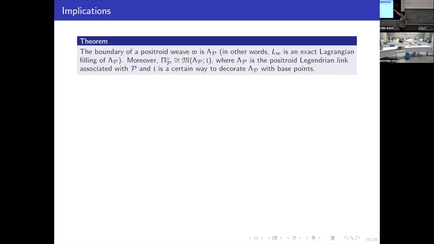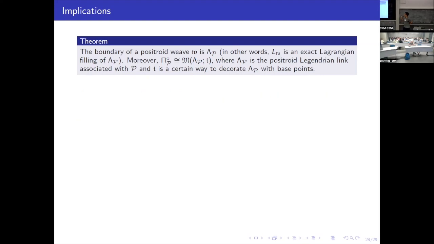So you can view this Lagrangian surface as an exact Lagrangian filling to the link. The link is a one-dimensional manifold, and the surface is a two-dimensional manifold, but it bounds this one-dimensional manifold. So in other words, a Legendrian link lives inside the contact R3, and the surface lives inside the symplectic R4, and it fills this link. Okay, and there's this Kashiwara-Shapira moduli space. You can decorate it in a certain way to make it totally isomorphic to the positroid strata.